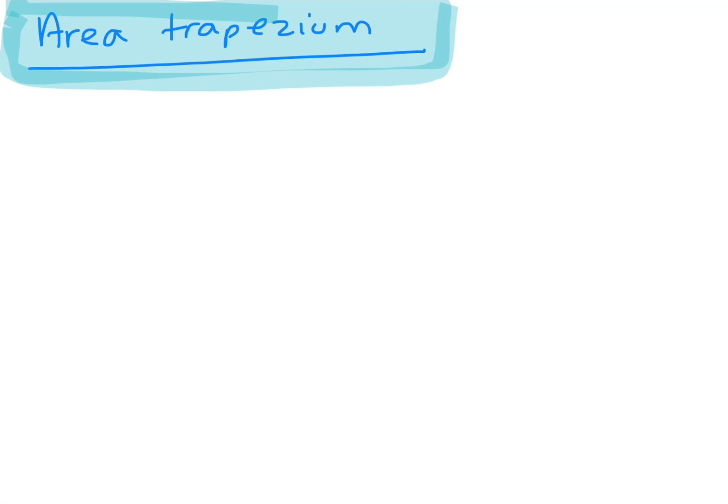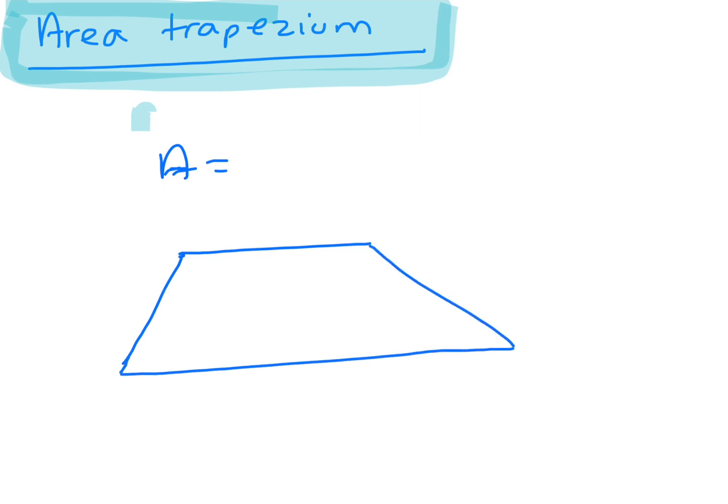Alright, so we just want to look at the area of a trapezium. So if you've got a trapezium, what is a trapezium? Let's just have a look at that first. A trapezium is basically a quadrilateral where one pair of opposite sides are parallel. Okay, it could look like that.